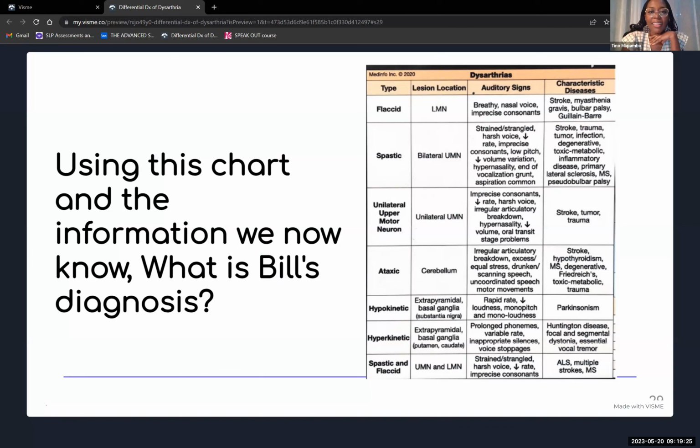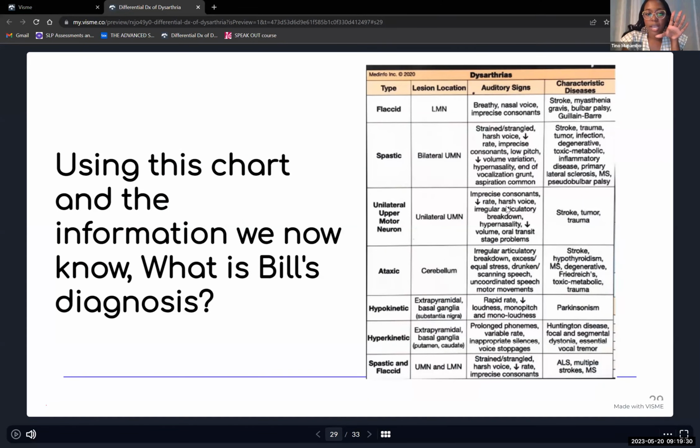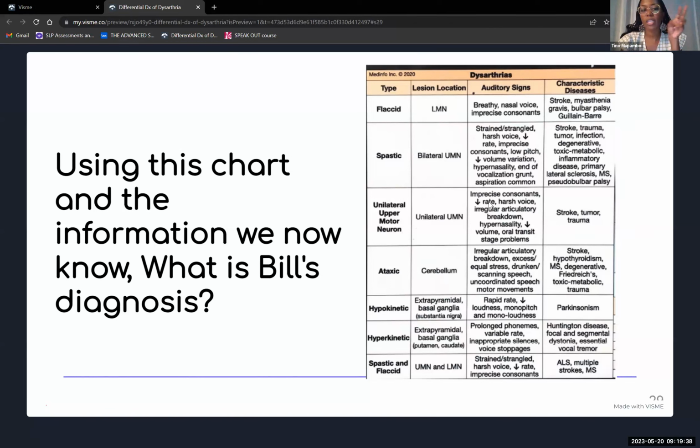So just looking at this chart, you're going to look at the auditory signs. And we're going to think back to what Bill has. I don't know if there's a way I can pull up both things, but if you have the handout, you should have Bill's speech characteristics on there, or I could just switch back and forth. But now what I want you to do is utilize what we know as the damage, which is probably bilateral upper motor neuron. Why bilateral? Because it was the R and the L MCA, which means it goes to both sides. The blood flow has been affected, so it's bilateral.